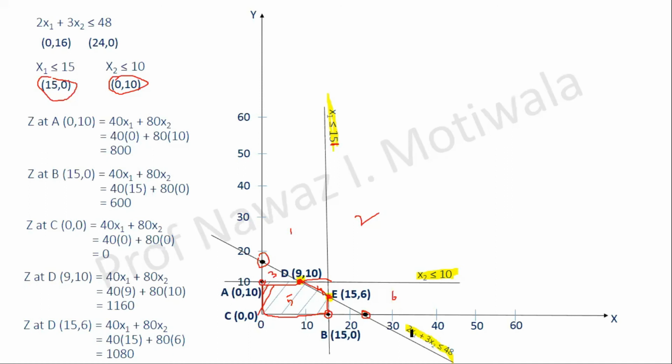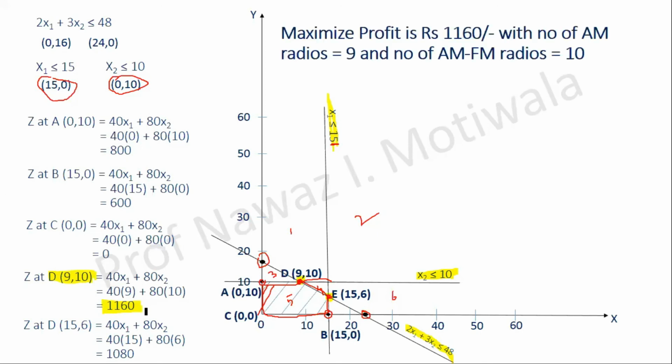Now the observation is, as we are going for maximization, the highest value occurs at point D (9, 10) with a value of 1160. So I will write my answer as: maximum profit is 1160, with the number of AM radios, which we assumed as x1, being 9 and the number of AM-FM radios, which were x2, being 10, giving the maximum profit of 1160 rupees. And with this we have completed the solution.